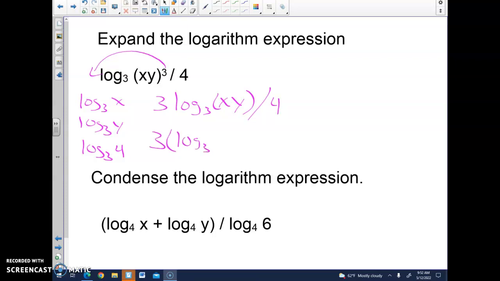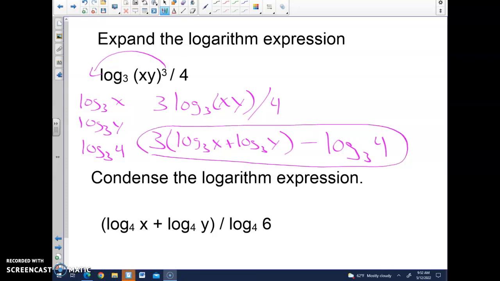And now the 3, that exponent goes here. So it's log 3 x plus log 3 y. The exponent comes to the front, and the plus sign represents that multiplication. Now the division sign is represented by a subtraction. So log 3 4. And that's what my answer should look like. That's expanded.